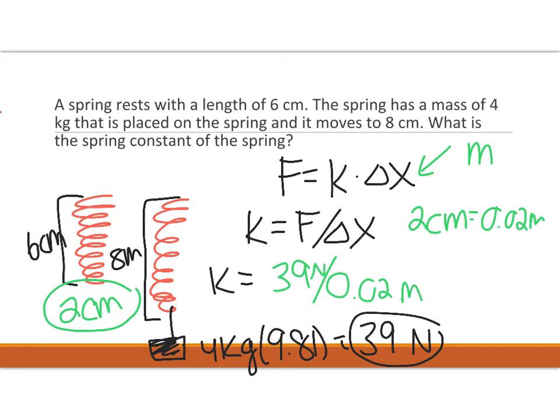So once again, to recap, this force I got from the mass that's hanging, getting its weight, which I went over in a previous slide, and delta X is how much it stretched in meters. So I'm going to get a spring constant of 1950 newtons per meter. So make sure you've taken notes on all of these different concepts, and we'll be using them in class, in labs, and practice problems.